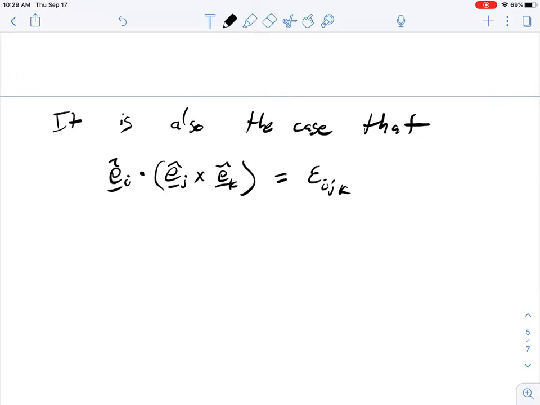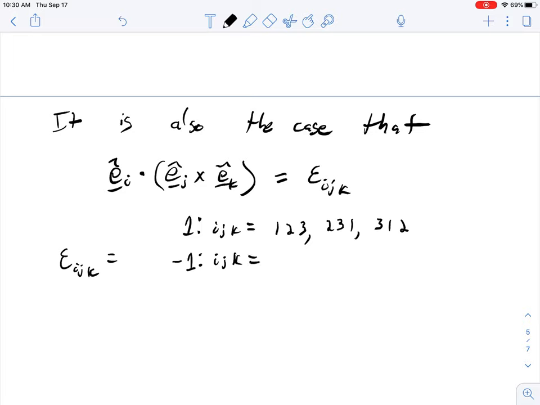And it satisfies epsilon ijk is equal to, first case, 1 if ijk is an even permutation of 1, 2, 3. So those are 1, 2, 3, 2, 3, 1, and 3, 1, 2. It's negative 1 if ijk is an odd permutation of those three, so that would be 1, 3, 2, 2, 1, 3, and 3, 2, 1, and 0 if any index is repeated.